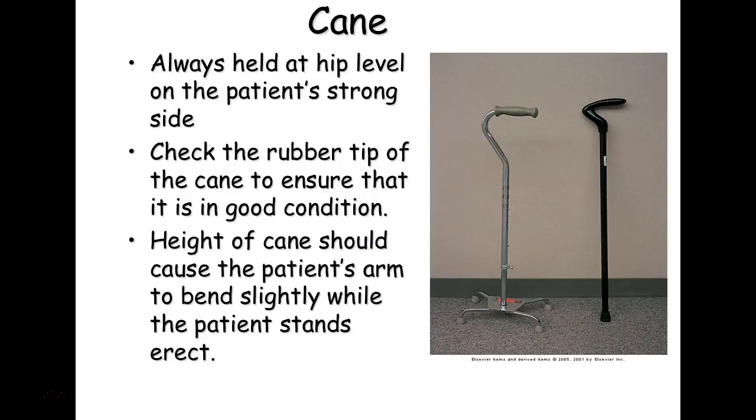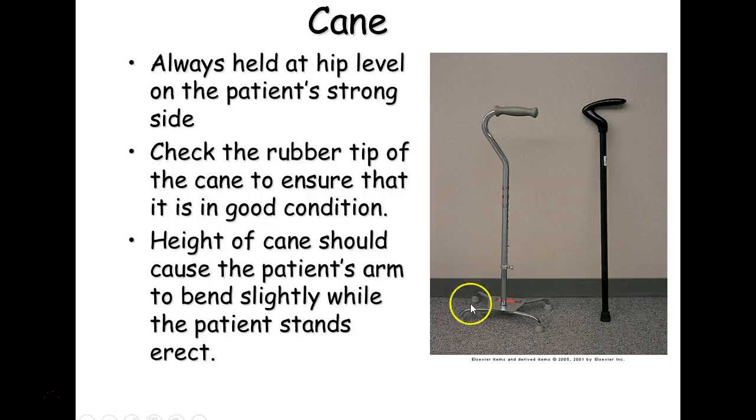Now, walking with a cane, remember that a cane is held at hip level. The same bend to the arm as with crutches is what you want with a cane, about 20 to 30 degrees. So most canes, you can see with these 2 canes in this picture, they're adjustable. So we want to adjust that cane to the proper height for our patient.